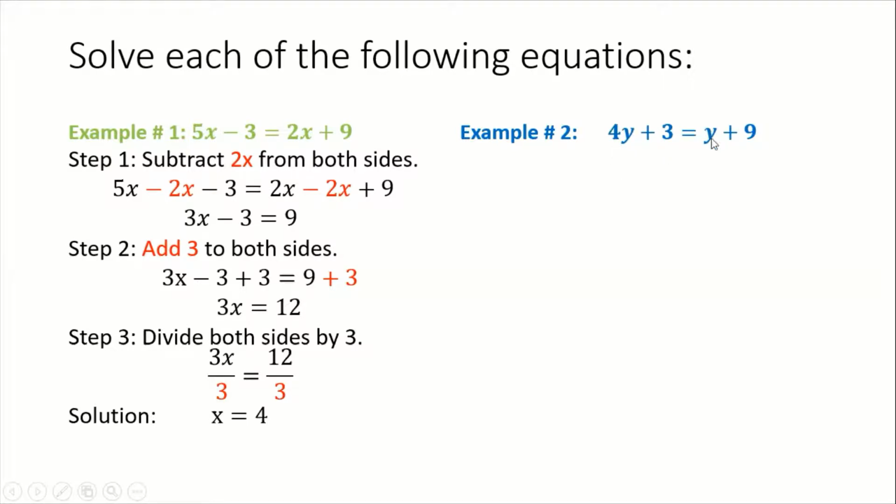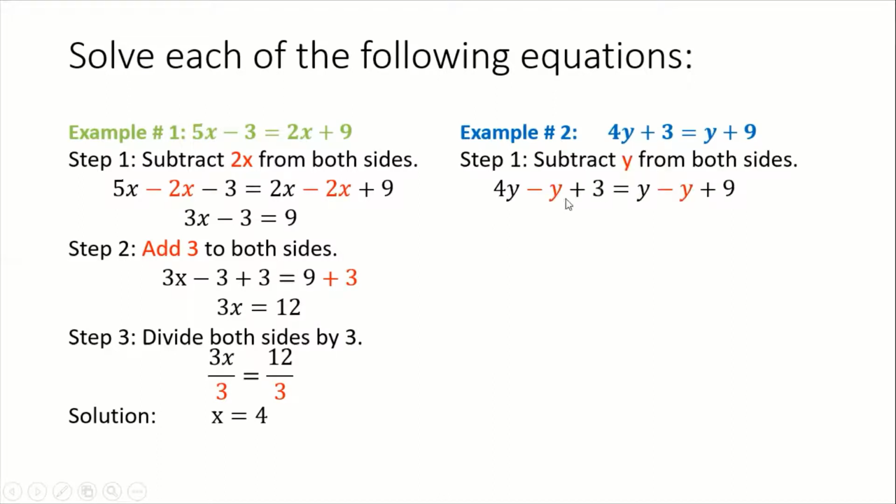So our focus is this y. But notice that y is being positive. So we're going to subtract y from both sides. How do you state this? We would state this as 4y minus y plus 3 equal y minus y plus 9. Then at this stage, what are you going to do? You're going to simplify. So when you simplify, note that 4y minus y will give you 3y, put back your plus 3, and y minus y will give you 0, and 0 plus 9 will give you 9.